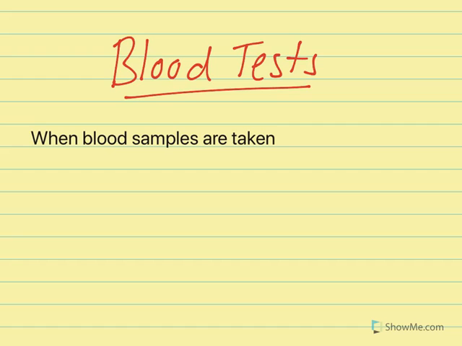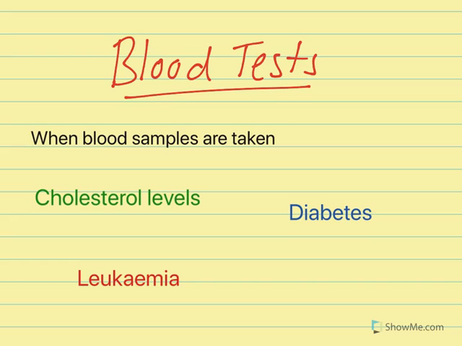So lastly, if we look at blood tests, this is when a blood sample is taken and then various experiments are carried out and measurements are taken. And these can be used to determine things such as cholesterol levels in the blood, sugar levels, to help determine if somebody's got diabetes or not, or used to detect cancer cells in the blood in case somebody has leukemia.